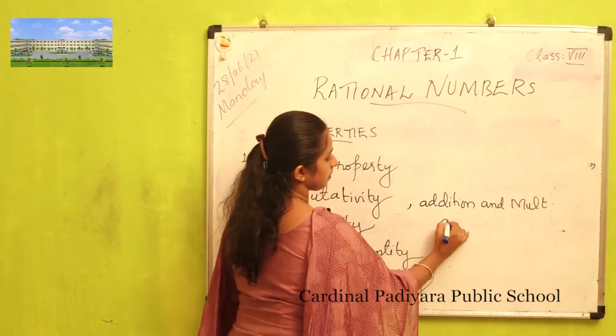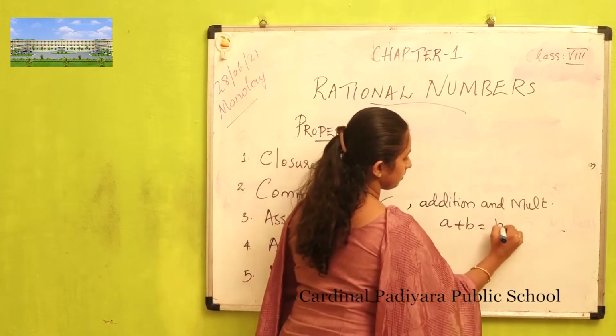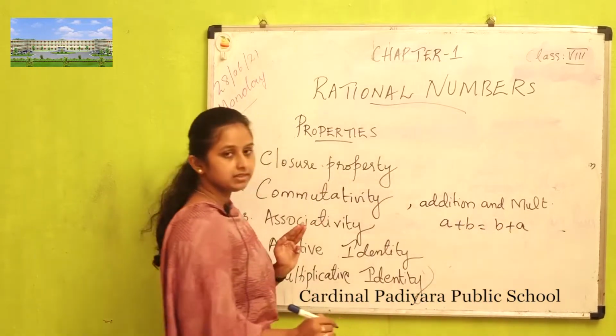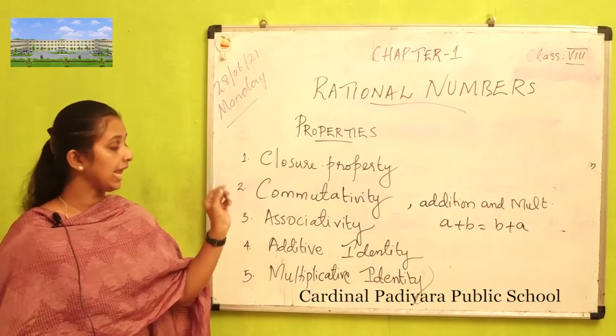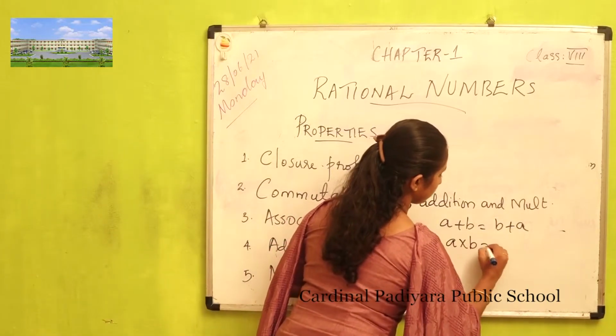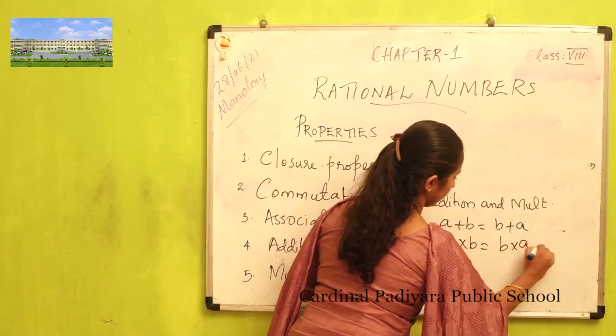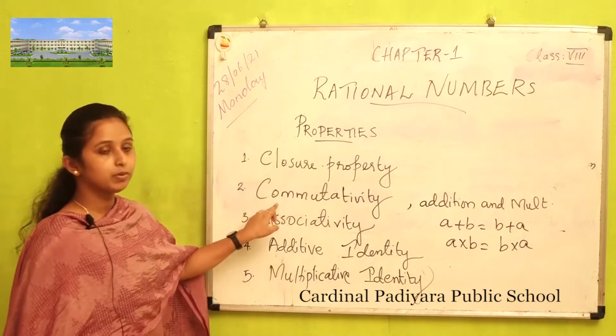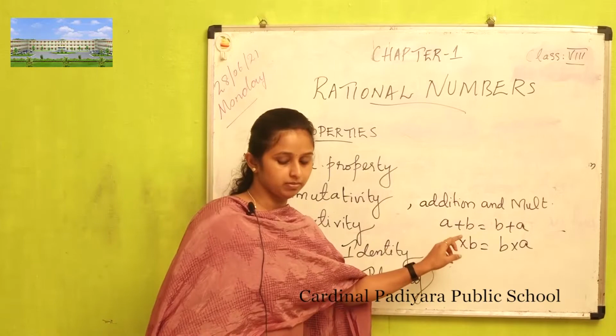That is, a plus b can be written as b plus a. And for multiplication we can write a into b is equal to b into a. So this is the commutativity for rational numbers.